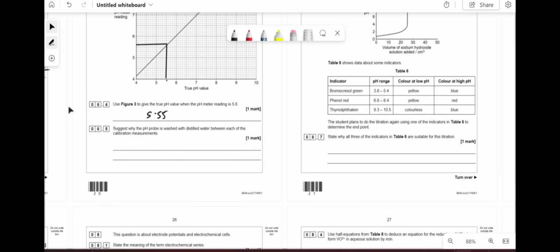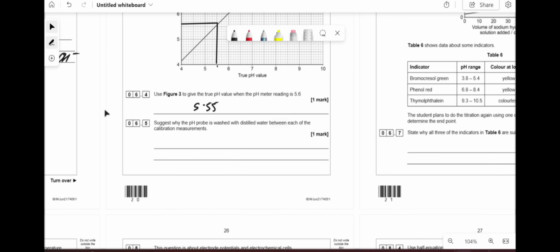Suggest why the pH probe is washed with distilled water between each of the calibration measurements. It's so that the previous solution doesn't contaminate the new one. Obviously that would interfere with the pH probe measurements, because you would have residual stuff left over, which would either neutralize it, increase the pH or reduce the pH. So we don't want to do that.